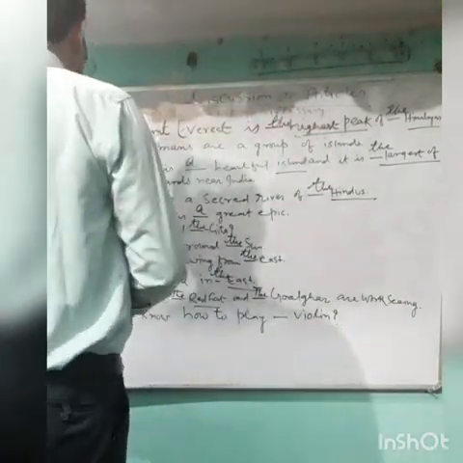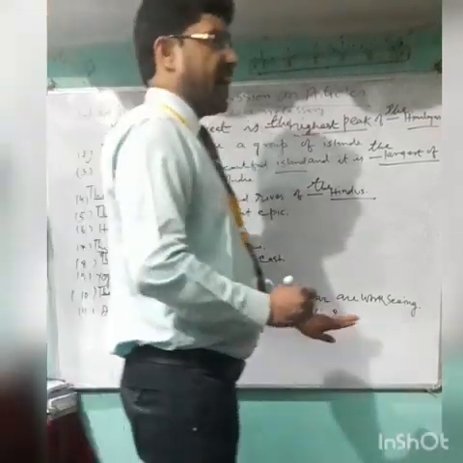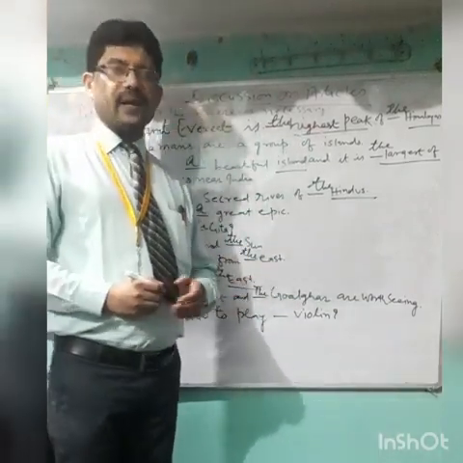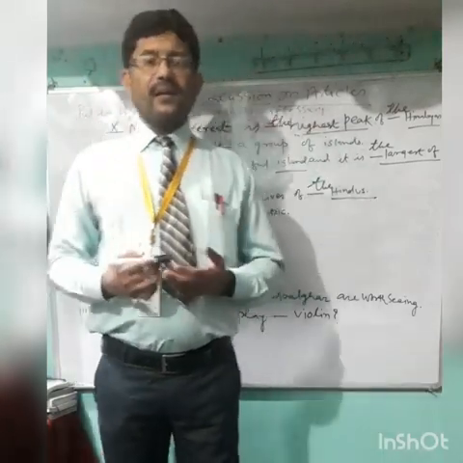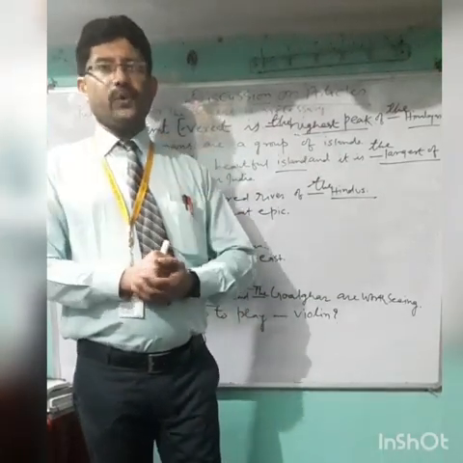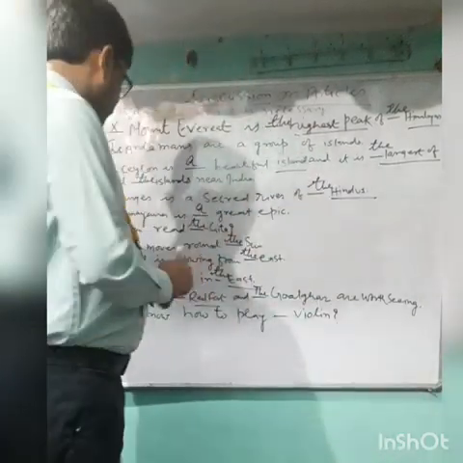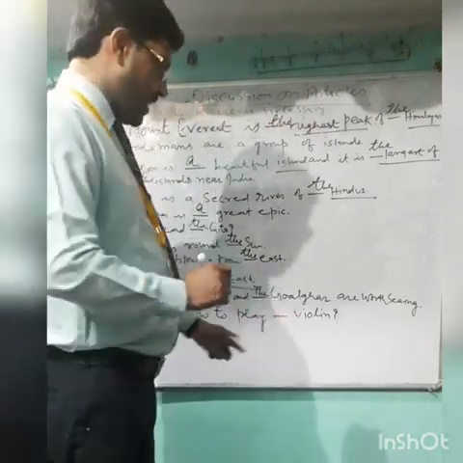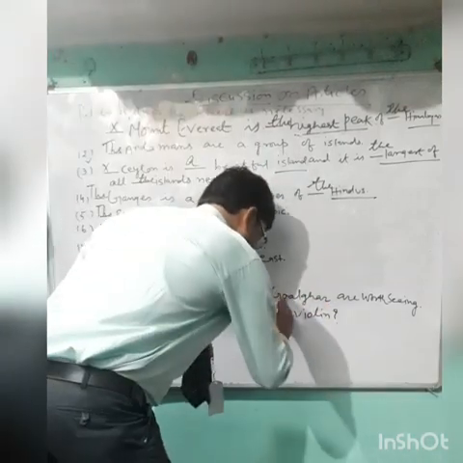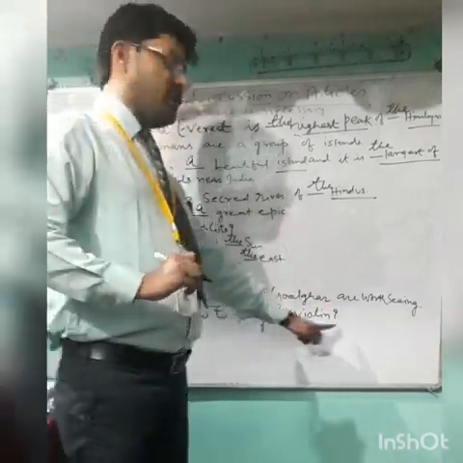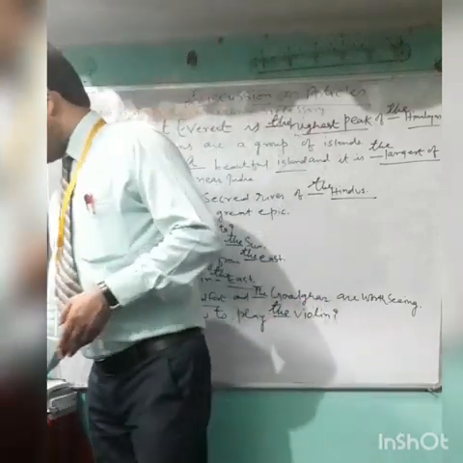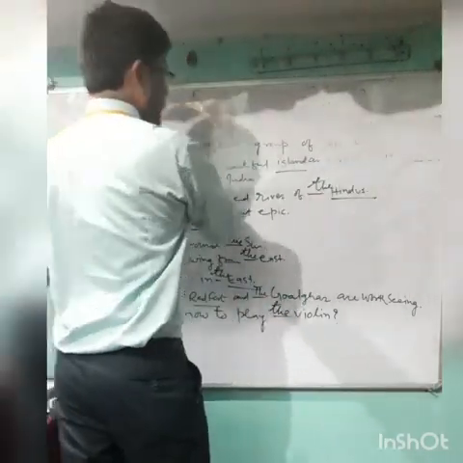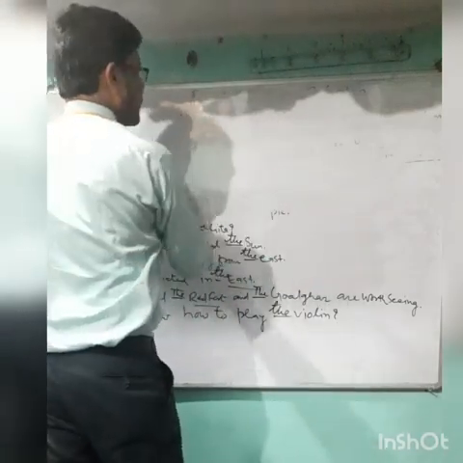Question number 11. Do you know how to play violin? Violin is the name of a musical instrument. The violin, the guitar, the veena, the harmonium. So before the name of musical instruments, we should place the. Which article should be placed here? Of course, violin is a musical instrument, so there should be the. So, do you know how to play the violin? Violin is the name of a musical instrument, dear students. That is why the should be inserted before it.